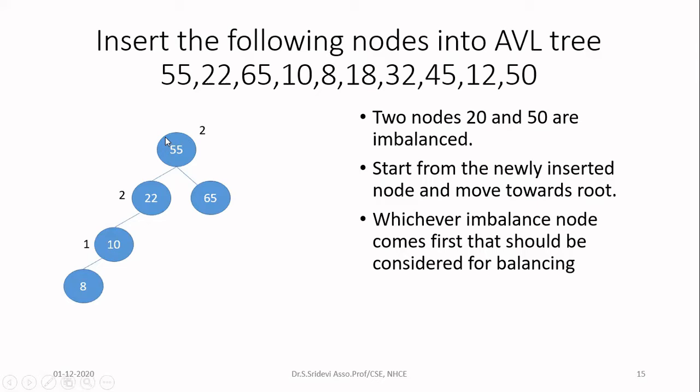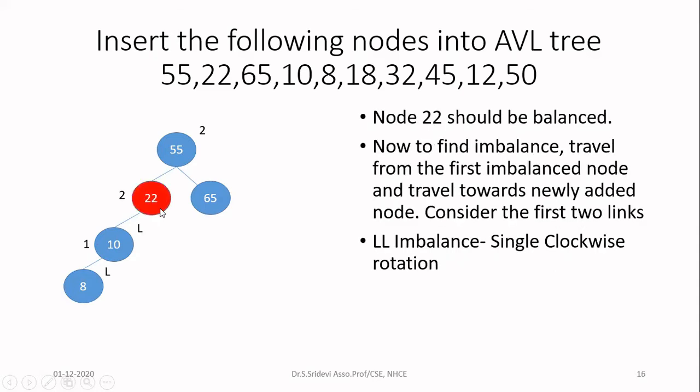I am going to move towards the root. First I am getting 10, it is balanced. Next I am getting 22, it is having balance factor as 2. So it is imbalanced. So my aim is I have to balance only this 22. Now let us see how to balance that. Once you fix the node to be balanced, then the next work is to find out what is the type of imbalance. So here, from the imbalance node, try to give labels for the two links towards the newly added node.